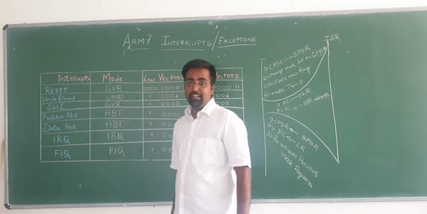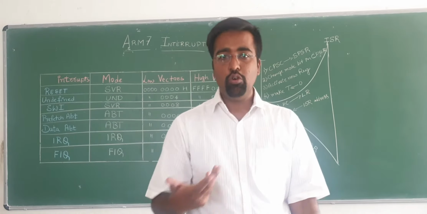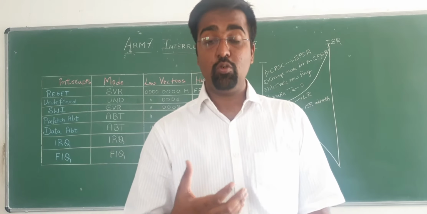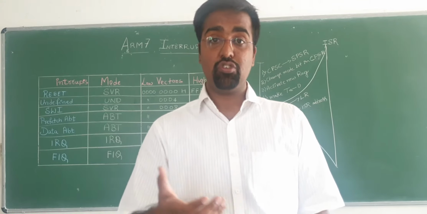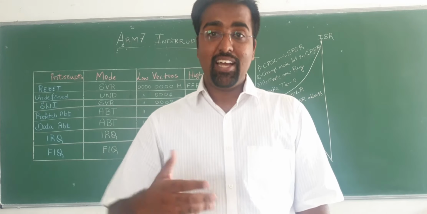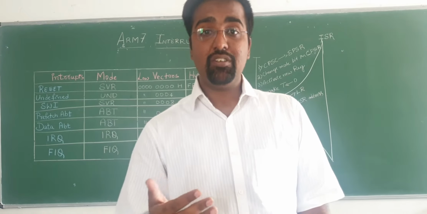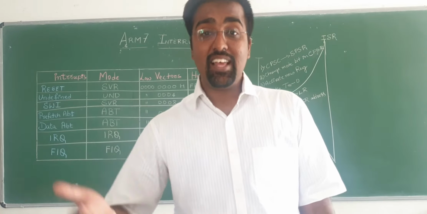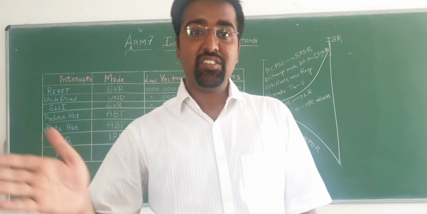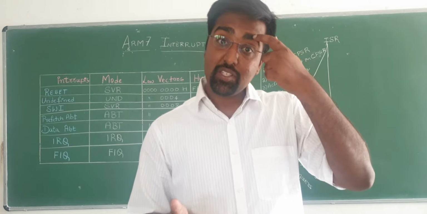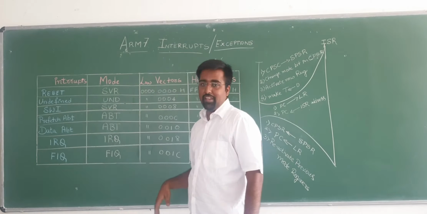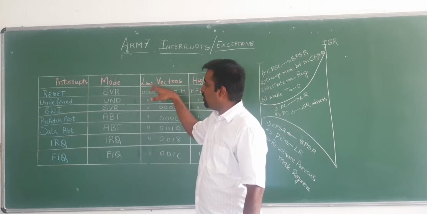Next we have the undefined interrupt. When an undefined interrupt occurs, there is no execution flow of the instruction, because the libraries are not present in that particular processor to execute it. For example, a divide operation is not possible in this processor, so it searches for a coprocessor, and if that is not available either, it enters undefined mode. The undefined interrupt enters undefined mode.